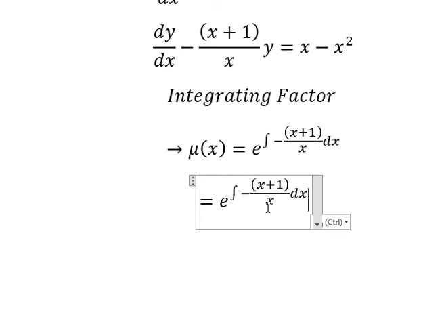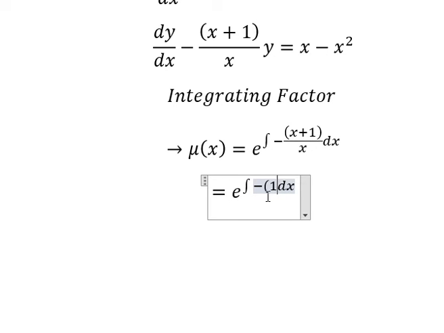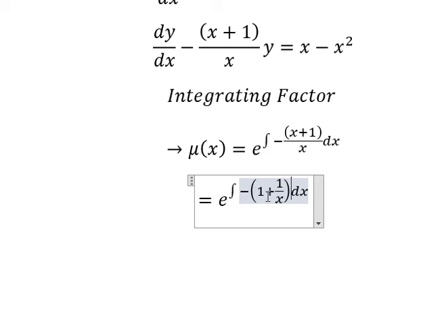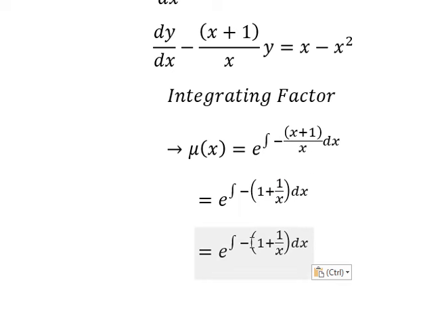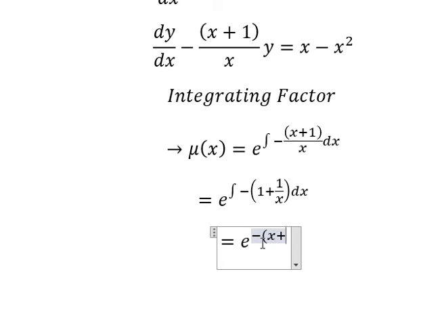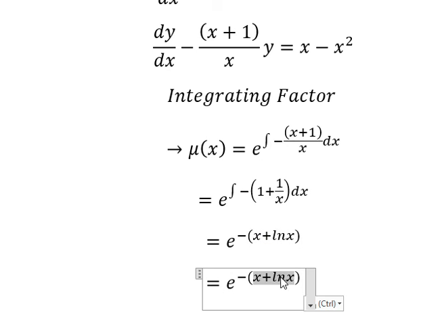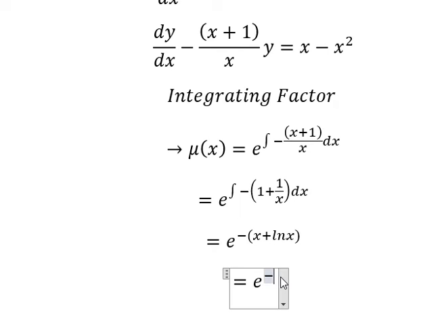So s divided by s, we have number 1. So the integration of number 1 in here, we have s. The next one we have ln s. So this one we have e to the power of s minus ln s.